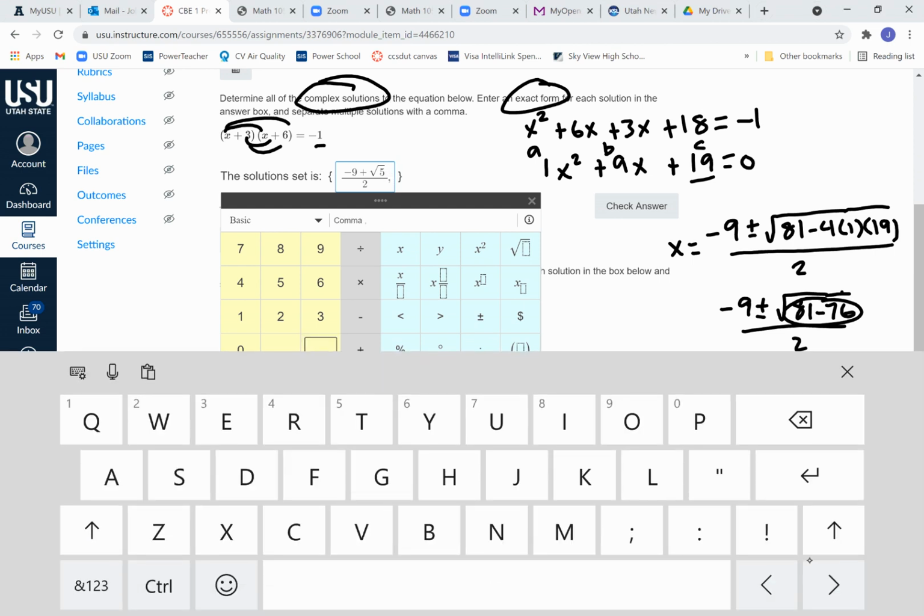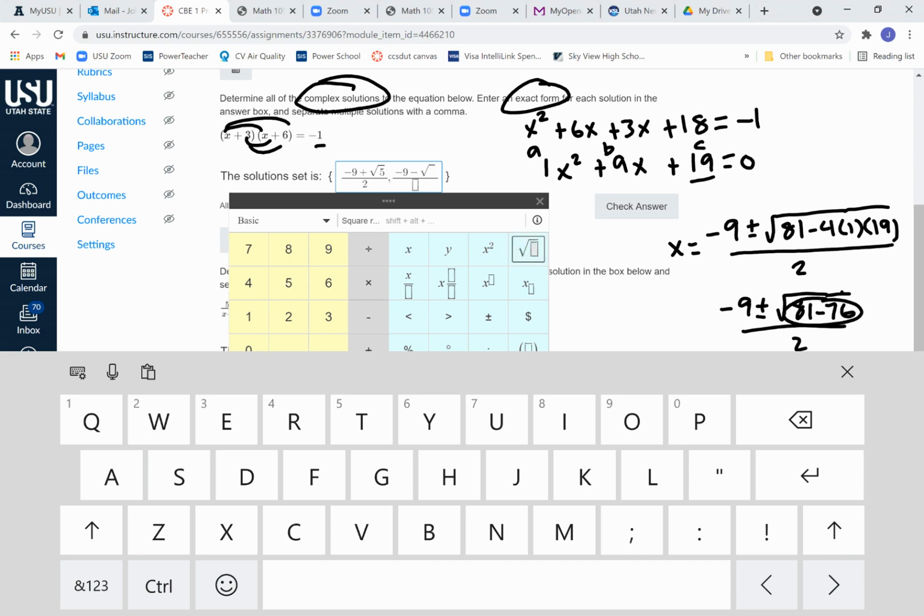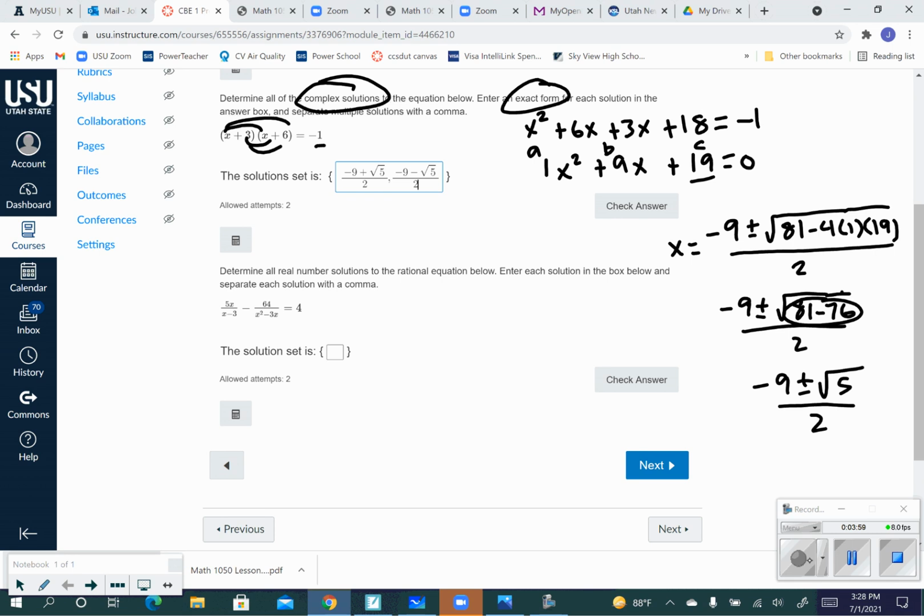Okay, now we're going to take the same thing, except this time I'm going to go -9 minus the square root of 5, all over 2. Okay, let's check our answer. And we got it.